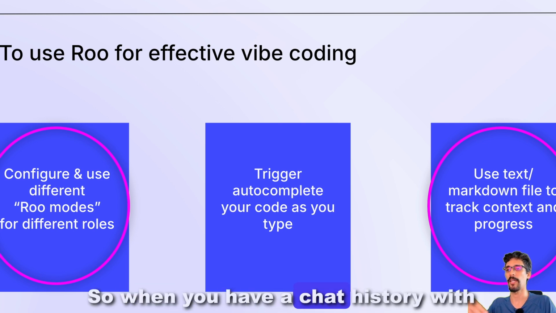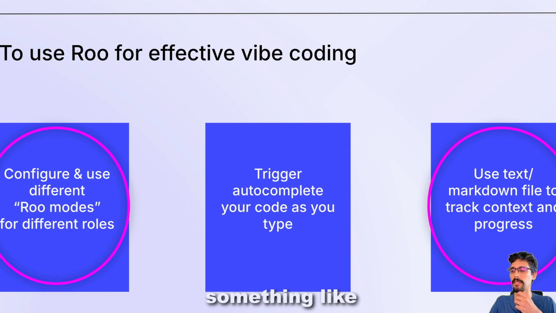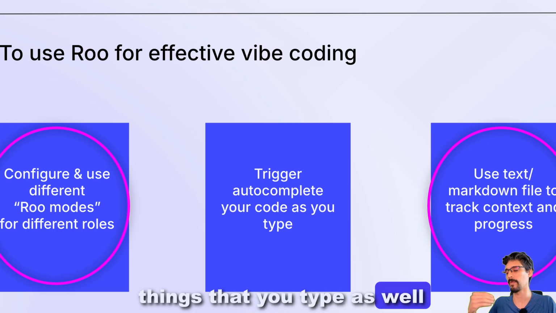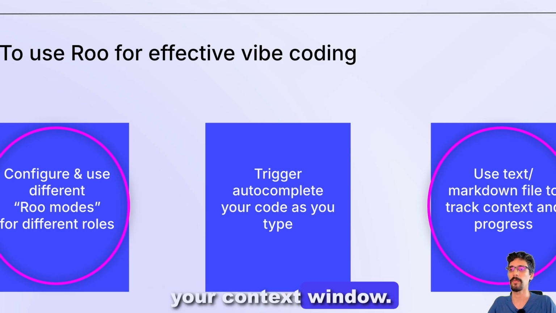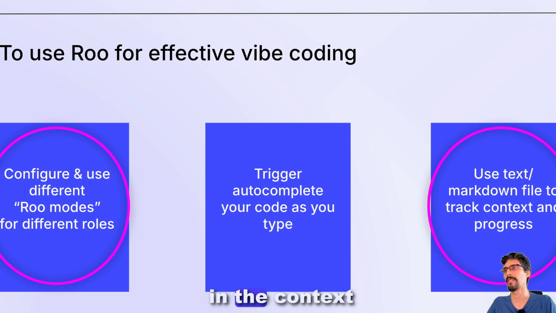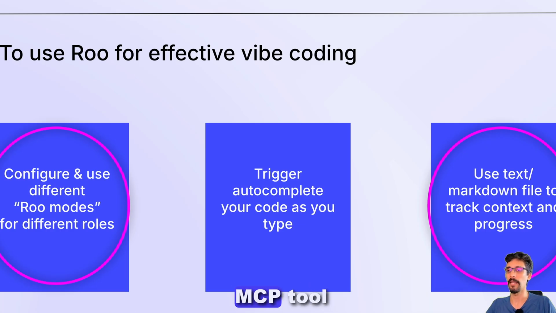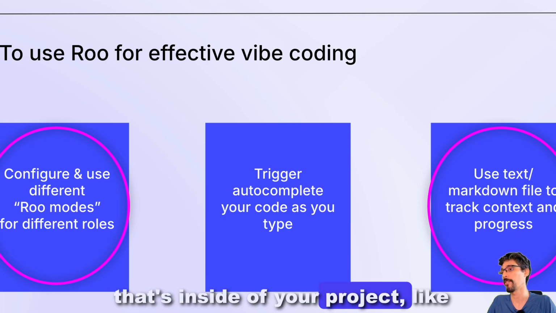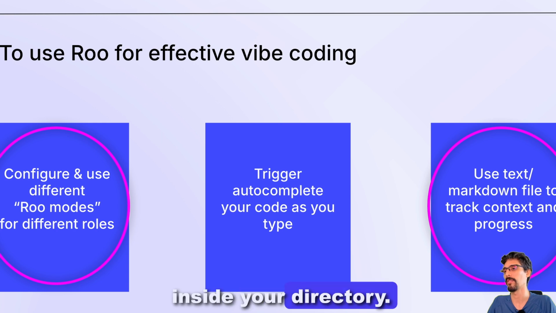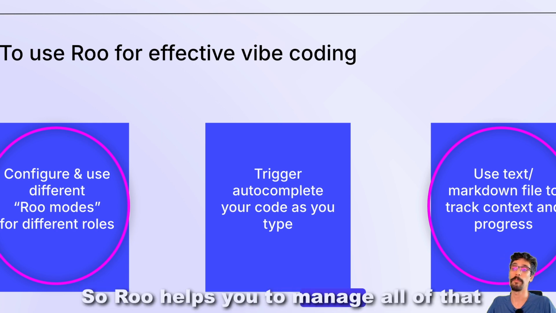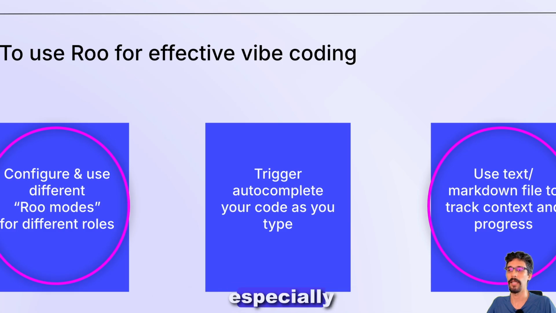So when you have a chat history with something like ChatGPT or Claude, all the things that you typed, as well as all the responses, that's all in your context window. So what does that context window mean in the context of vibe coding? That's basically any and all of your chats, obviously, but also any MCP tool calls and results, and also anything that's inside of your project, like any files that are inside your directory. So Roo helps you to manage all of that and to update all of that, especially to do with the files that are on disk.